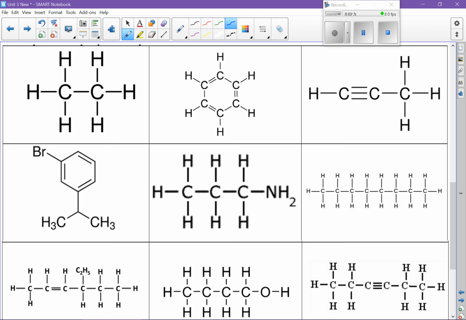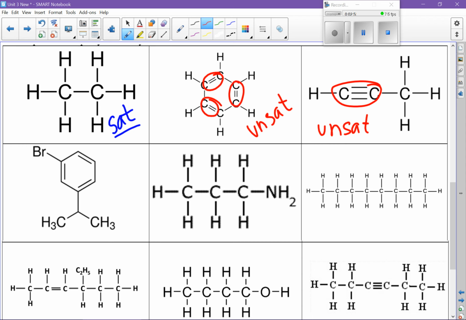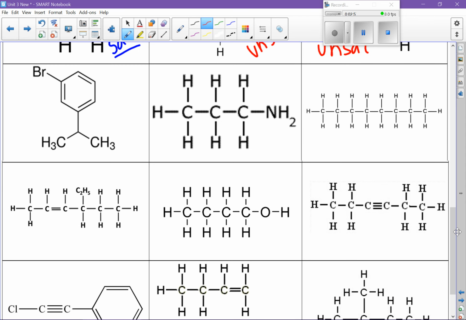Alright, in this first example I only see single bonds, so it is saturated, and I'm going to abbreviate. In this next example, there's a double bond, there's a double bond, there's a double bond, which means it is unsaturated. In this example, I see a triple bond, which means it is unsaturated. Here, this one's drawn a little bit differently, but those two lines actually mean a double bond. So this is unsaturated.